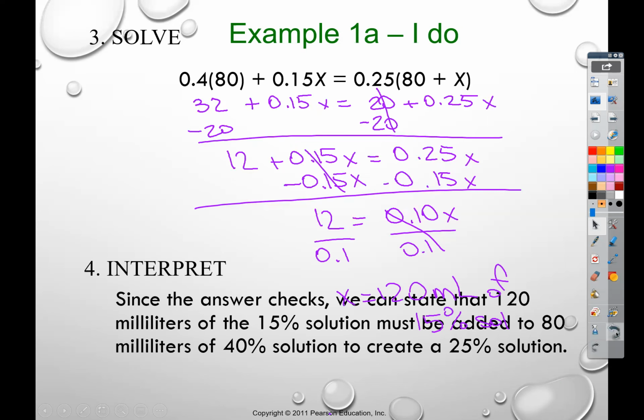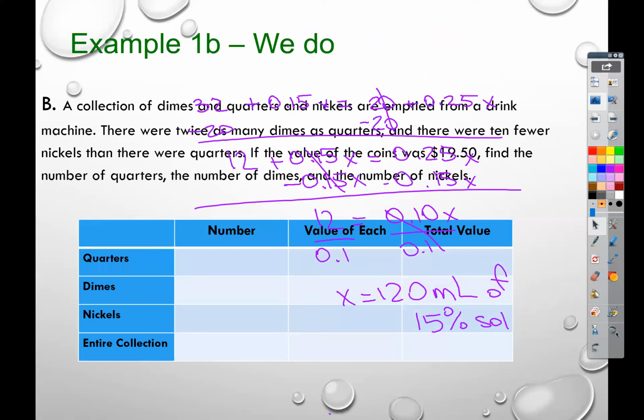And then you can see that it says, you solve it and then you interpret it, and that makes sense. You need 120 milliliters of the 15% solution to be added to the 80 milliliters of the 40% solution to create the 25% solution.